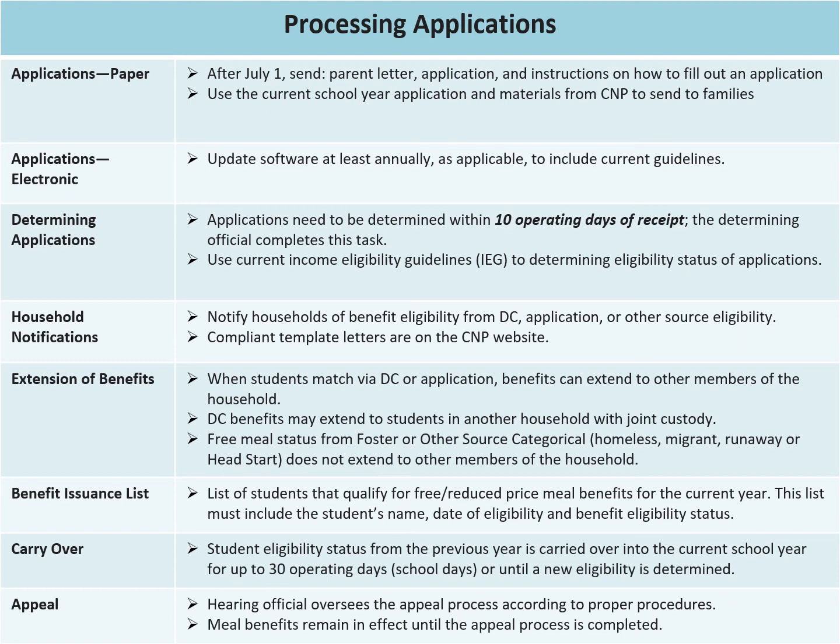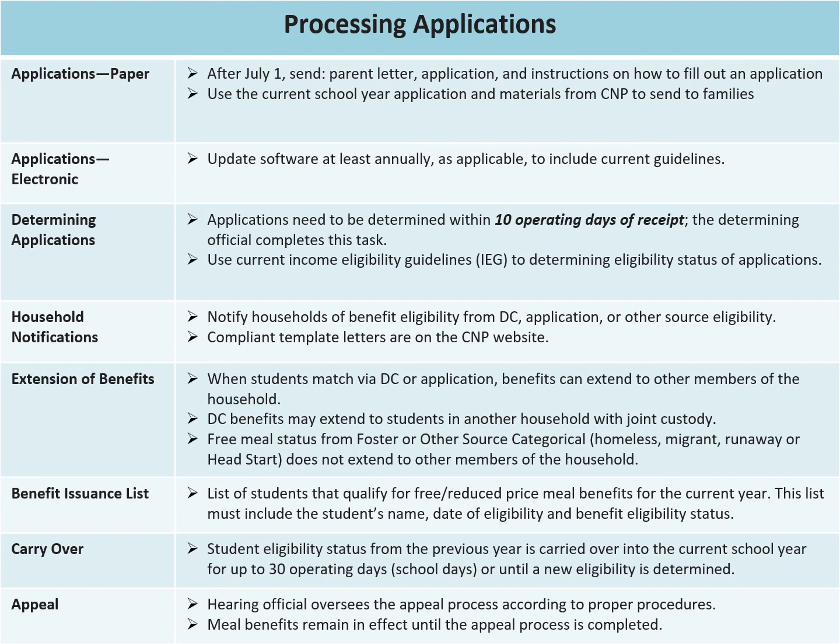Here's a brief overview of the timeline associated with processing free and reduced price applications. Paper applications must be sent to households after July 1st with a parent letter, application, and instructions on how to fill out the application. SFAs will use the current school year application and materials from the CNP website to send to families.